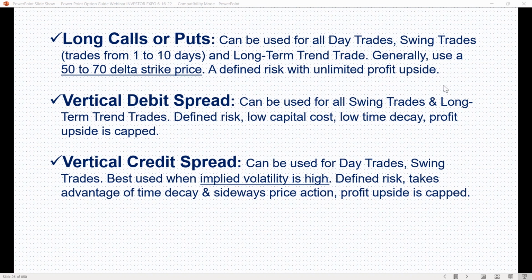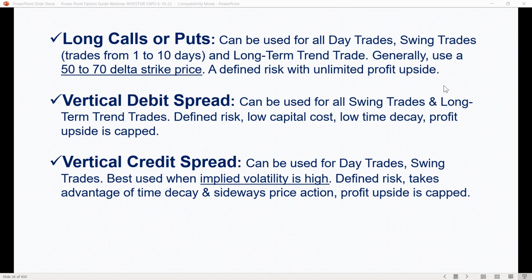So generally, when you're looking at buying a call or a put, going outright on that directional move, I'll tend to use maybe something around a 50 delta, or go a little bit deeper in the money to also help reduce theta. So maybe a 70 delta.